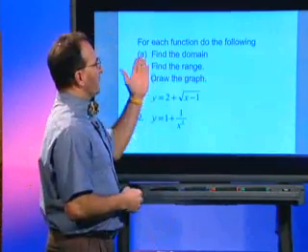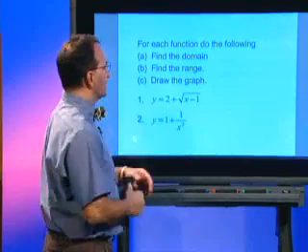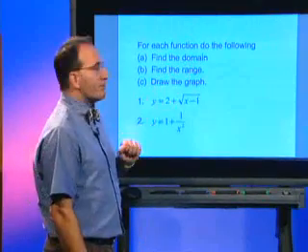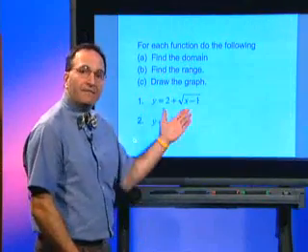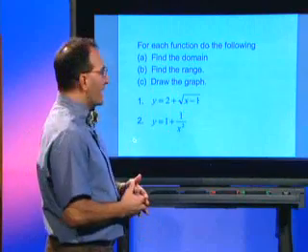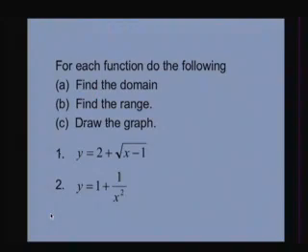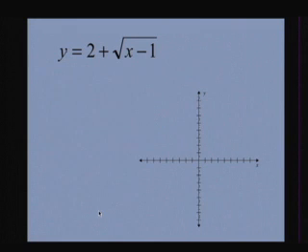For each of the following functions, find the domain, find the range, and then draw the graph. In our first example, y is equal to 2 plus the square root of the quantity x minus 1. And our second example is y is equal to 1 plus the quantity 1 divided by x squared. So let's take a look at our first example.